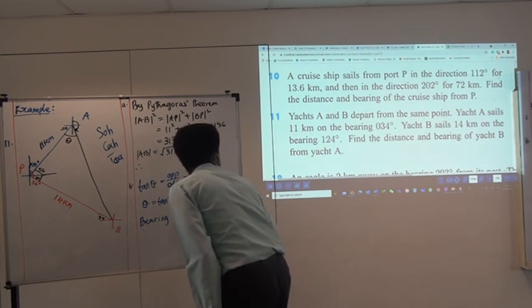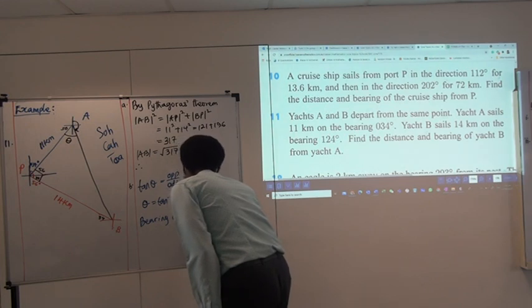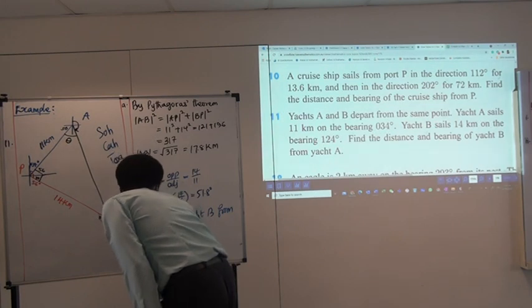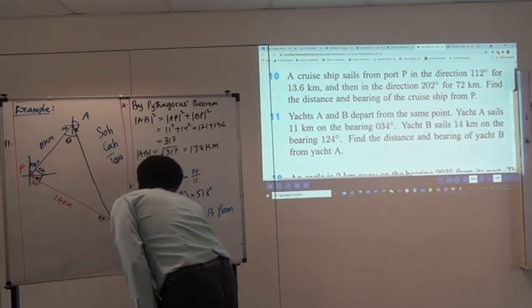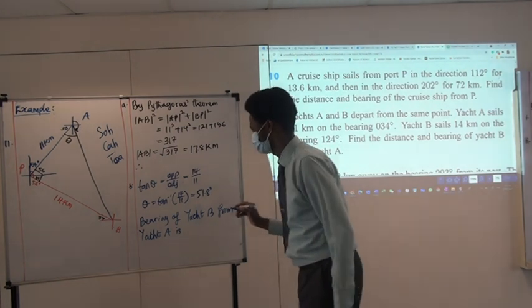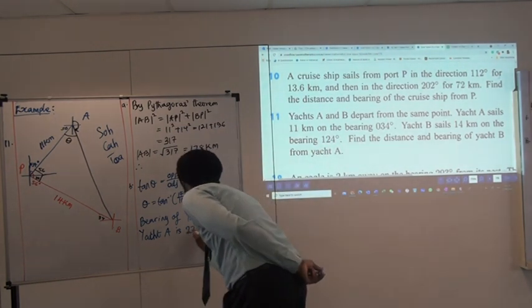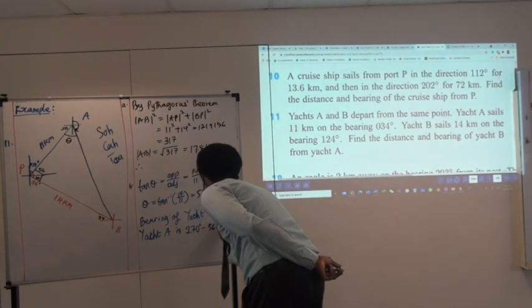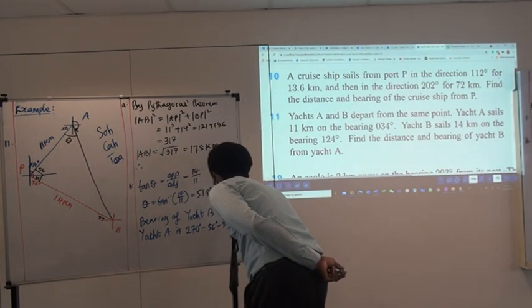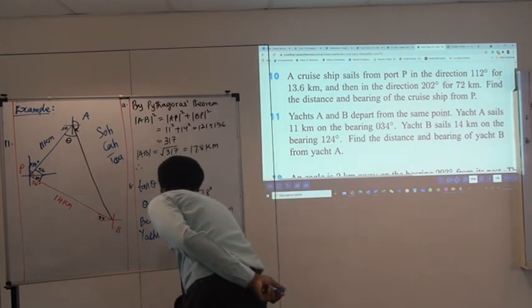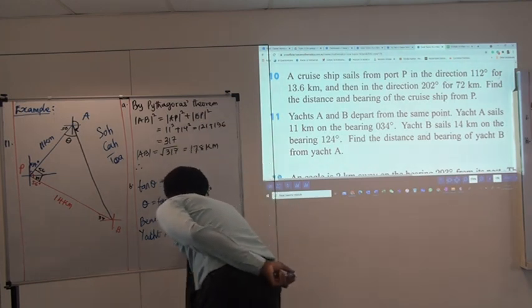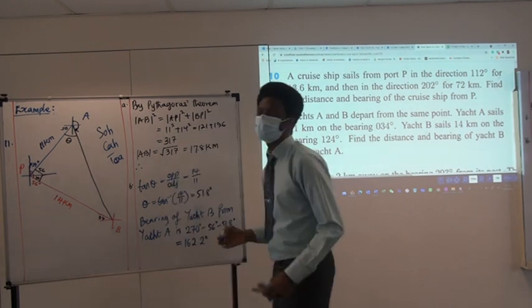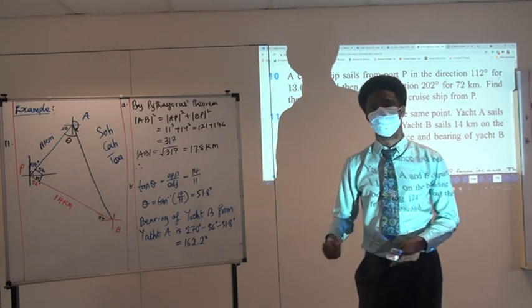No, it is the other way. The bearing of yard B from yard A is, so how do we calculate? 270 minus 56 minus 51.8, right? What's that? 162.2. Okay? Leave it as 1 decimal.